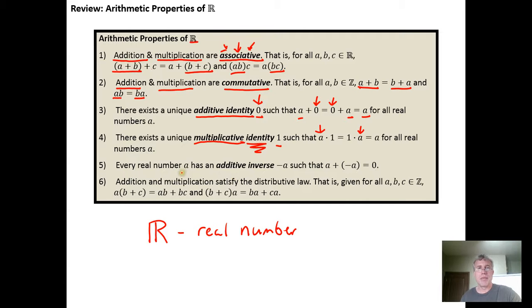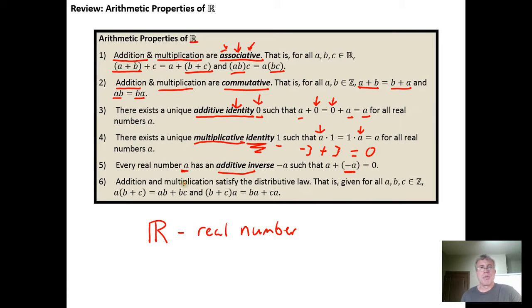And then every real number A has an additive inverse, which is the opposite of A. The additive inverse is the number we add to a number to get the additive identity, which is 0. So if I have negative 3, the additive inverse of negative 3 should be the opposite of negative 3, but the opposite of negative 3 is just positive 3. So 3 and negative 3 are additive inverses of each other, because when we add them together we get the additive identity, which is 0.